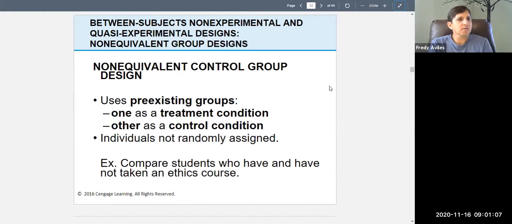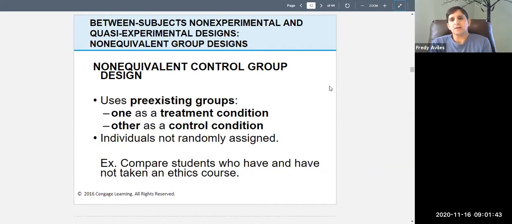Let's talk more about non-equivalent control group. Let's talk about what's called a non-equivalent control group design. This is a different kind of design. With a non-equivalent control group design, again, you use pre-existing groups, okay? But you have one group that serves as the treatment condition. The other one serves as the control condition. The individuals are not randomly assigned to the conditions. You have different groups. One serves as a treatment, one serves as a control group, okay? And you compare them, right?